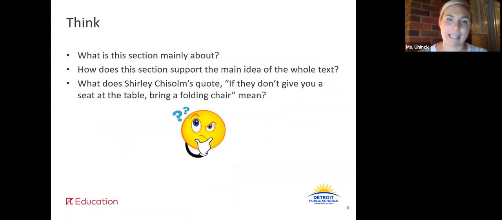All right, so let's do some thinking. I want you to think, what is the section mainly about? Remember, yesterday we did a lot of work with the main idea. So today we're going to be looking at that one section first and thinking about, what is this section mostly about? Also think about, how does this section support the main idea of the whole text? And what does Shirley Chisholm's quote, "If they don't give you a seat at the table, bring a folding chair," mean? Pause this video and do this thinking.